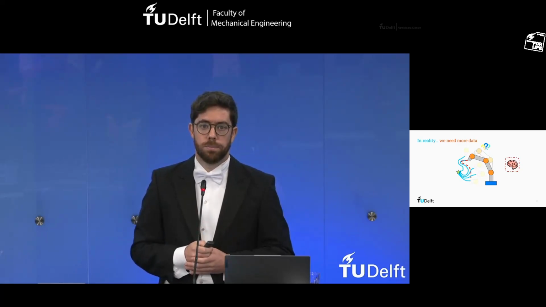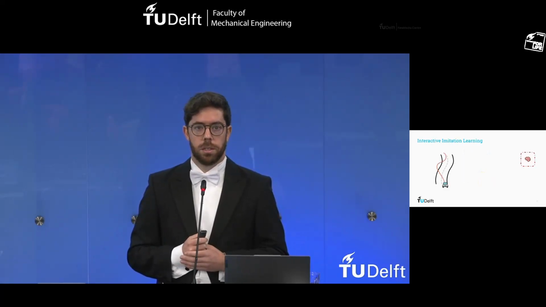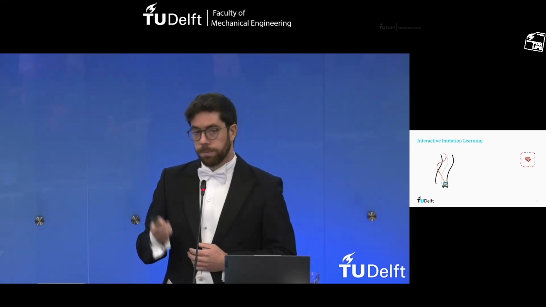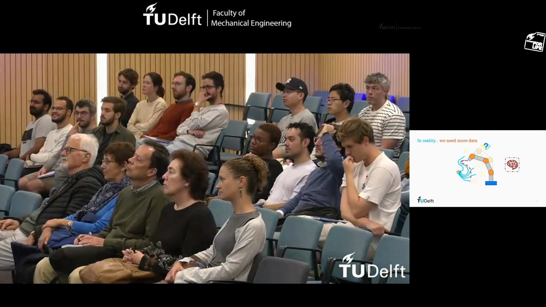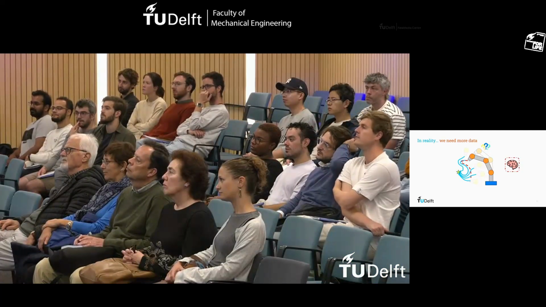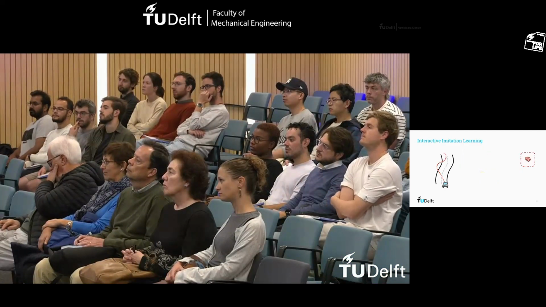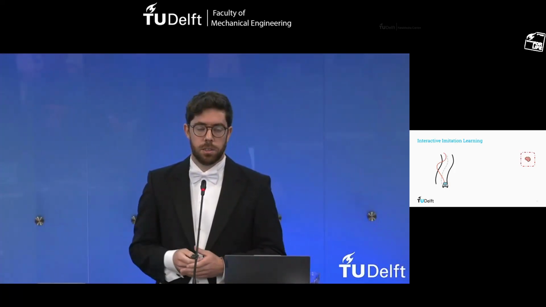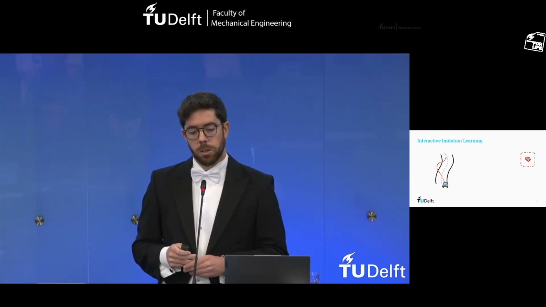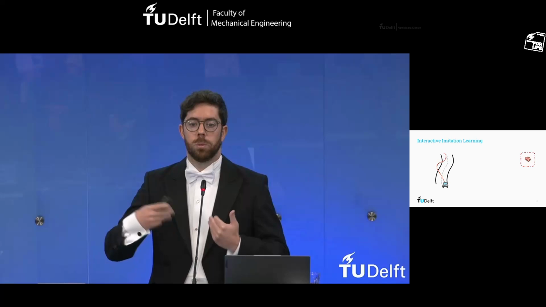And now, the robot is going to be more intelligent. The problem with that is that it might not be very data efficient, because we're collecting more data than what is needed. So interactive imitation learning addresses this topic by directly learning over the trajectories that the robot itself would generate.